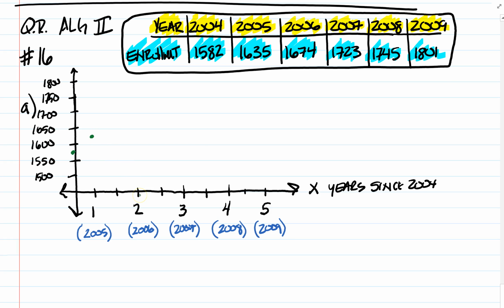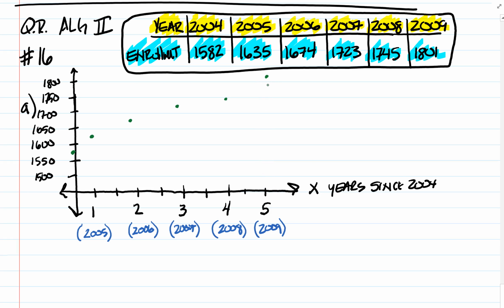At 2 years, which represents 2006, I'd be at 1674, so something like that. At 3 years, which represents 2007, I'd be at 1723. At 4 years, which represents 2008, I'd be at 1745, so just right there. And then 5 years, 2009, would be 1801, so something like that.